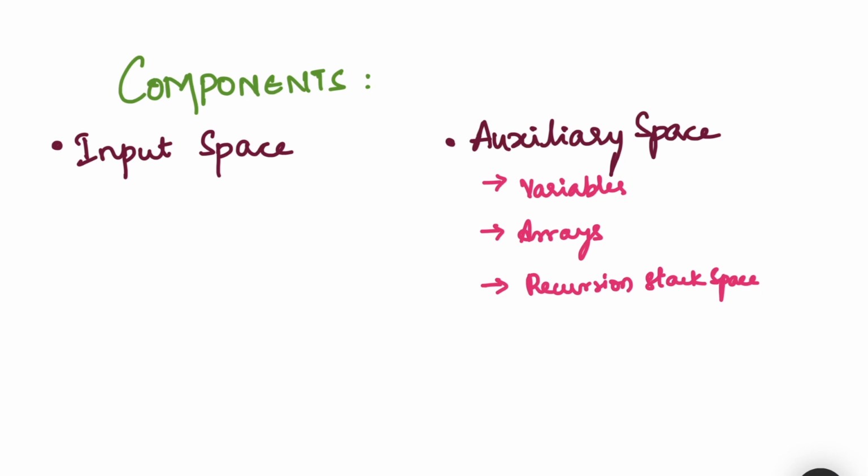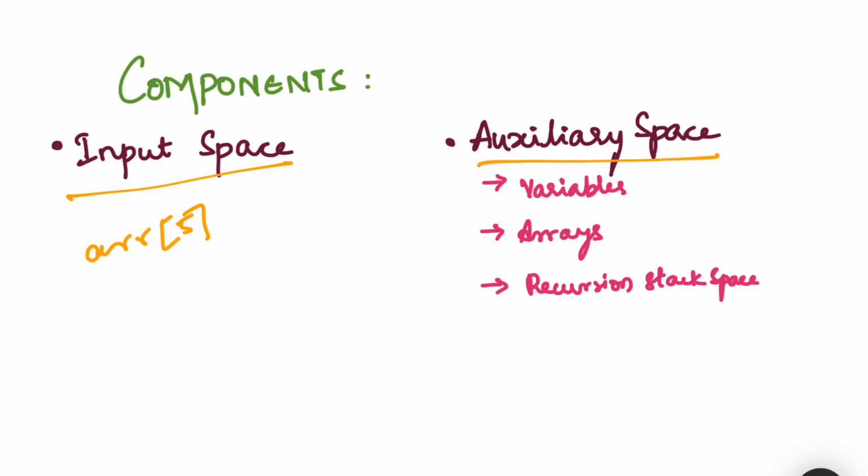So space complexity mainly has two parts. The first one is input space and the second one is auxiliary space. Input space is nothing but the memory required to store the input itself. For example, here we have an array of size 5. To store the 5 elements, we definitely require 5 blocks of memory, which is unavoidable, right? So that is called input space.